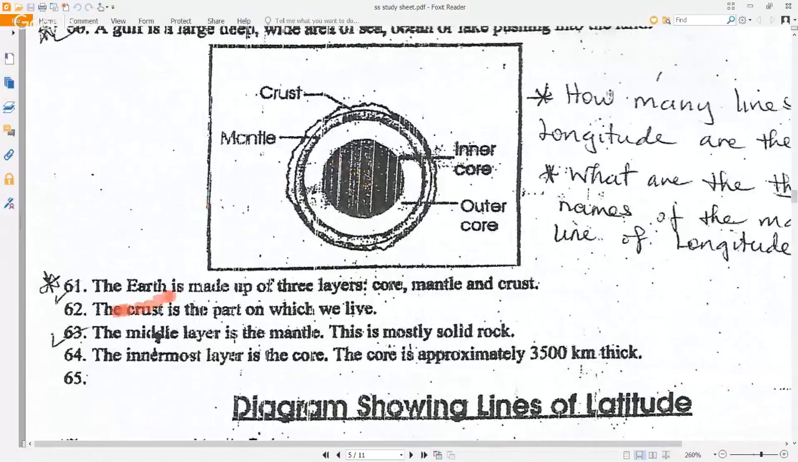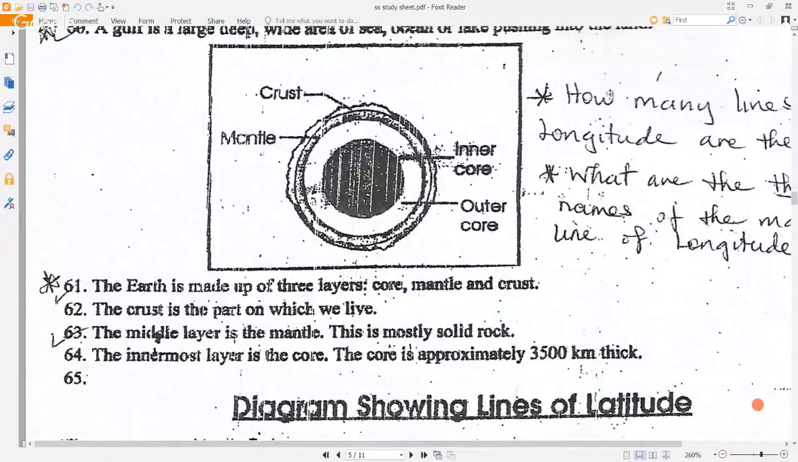Number 61, the earth is made up of three layers: the core, the mantle and the crust. So the part that we live on is the crust. All right. Number 63, the middle layer is the mantle. This is rock. The innermost layer is the core. The core is approximately 3,500 kilometers thick.